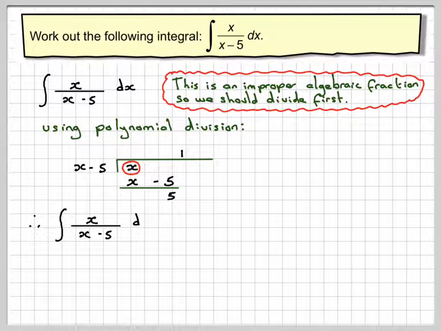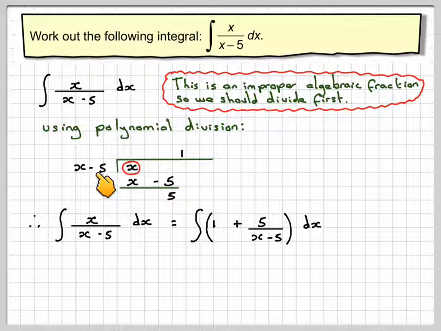So the integral of x over x minus 5 dx will become the integral of 1 plus 5 over the divisor, which is x minus 5. So we now have to integrate 1 plus 5 over x minus 5.